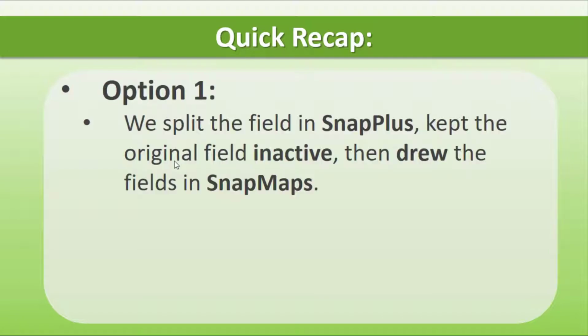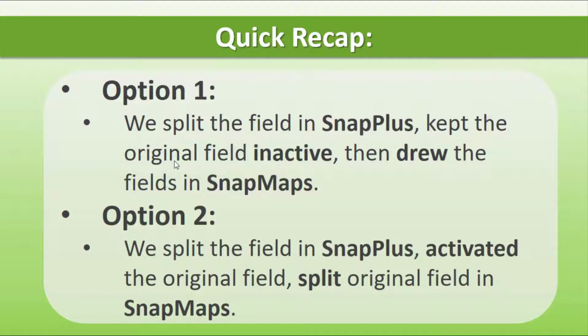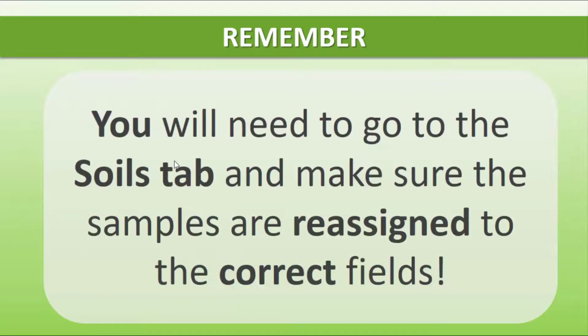A quick recap of the two options. In the first option, we split the field in SnapPlus, left the original field inactive, then drew the boundaries of our new fields in SnapMaps. In the second option, we split the field in SnapPlus, reactivated the original field, then split the original field in SnapMaps. Remember that for both options, you will need to go to the Soils tab and make sure the samples are reassigned to the correct fields.